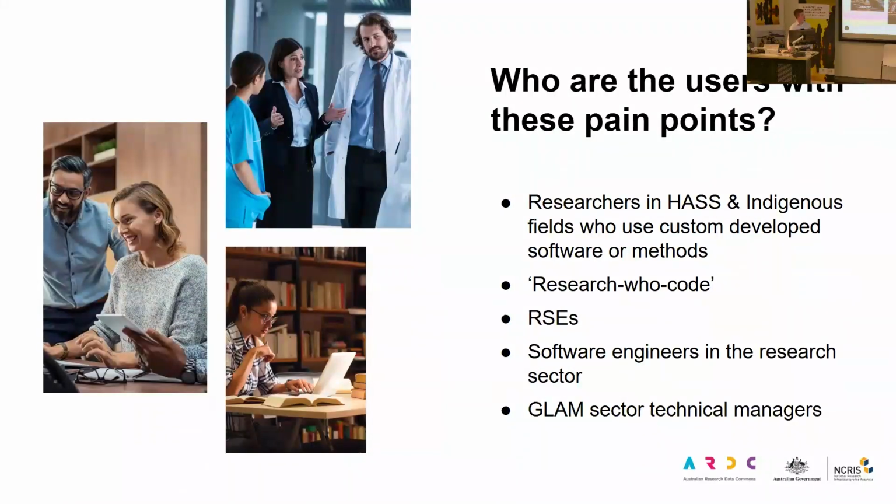So here's a list of some of the users who will see real value from a solution in this space. At the top, HASS researchers who rely on software, analytical tools, and digital methods to support their work. Researchers who code, those bridging the gap between research and technical implementation. RSEs working with academic and cultural institutions. General software engineers and developers contributing to research projects. Technical managers and staff in the GLAM sector who support digital collections and research infrastructure. By addressing the gaps in tooling, guidance, and sustainability, this project will help these users work more effectively.